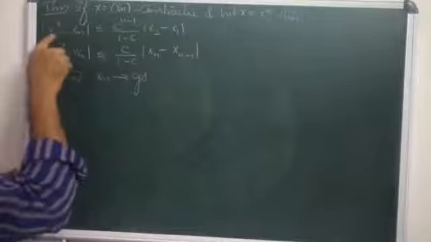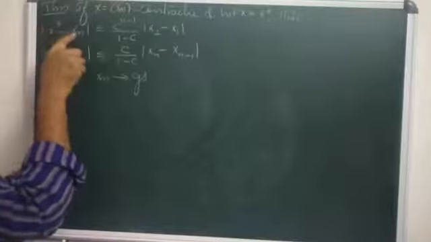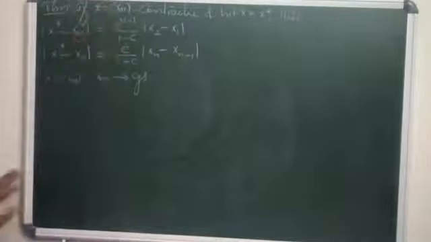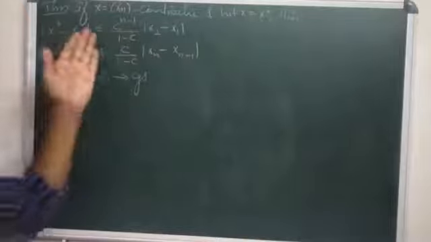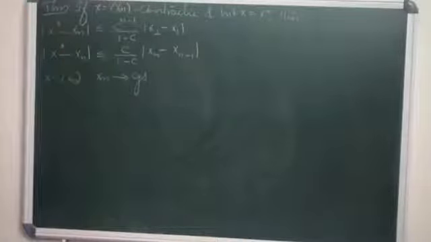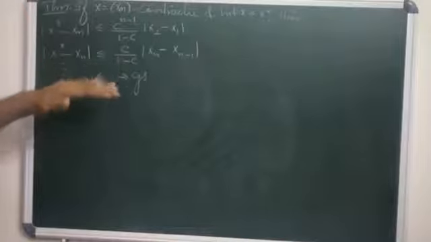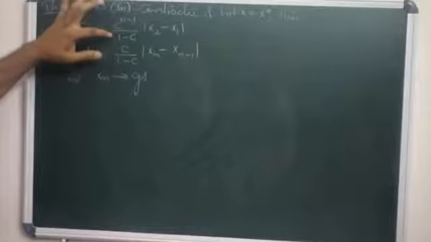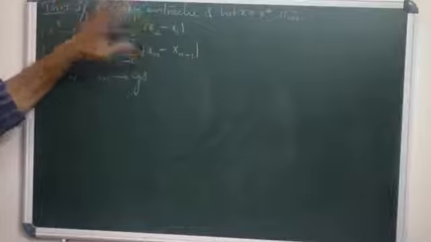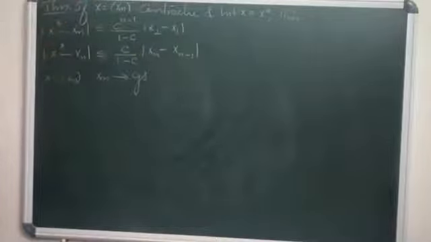Therefore, |x star - xn| is less than or equal to c^(n-1) times 1/(1-c) times |x2 - x1|, that is already proved. Why? Because of previous arguments. From there we obtained |xm - xn| less than or equal to and so on, c^(n-1)/(1-c) times |x2 - x1|. This is an already obtained result by the previous theorem.